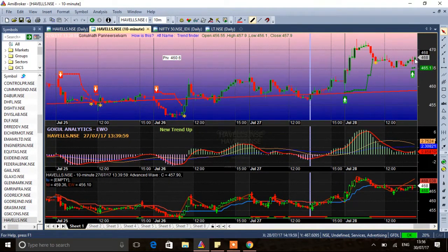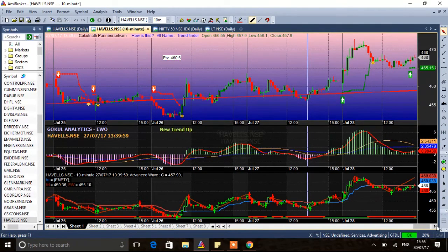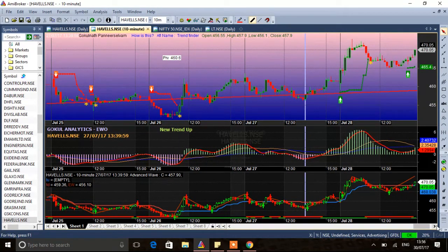Now my buy order has been executed, and you can see the trend is moving up, and here you can see this course is moving up. Bought at 468 and my stop loss is 466.